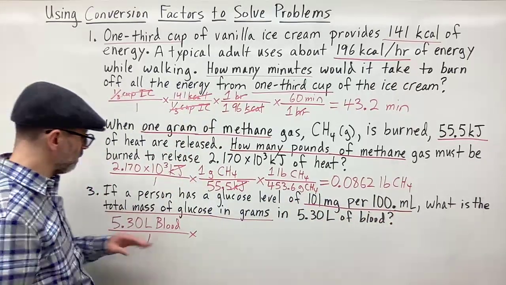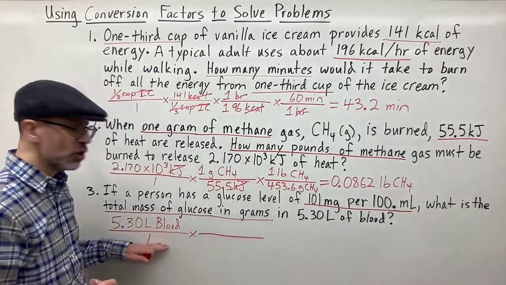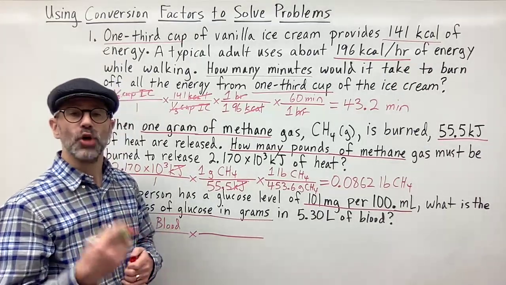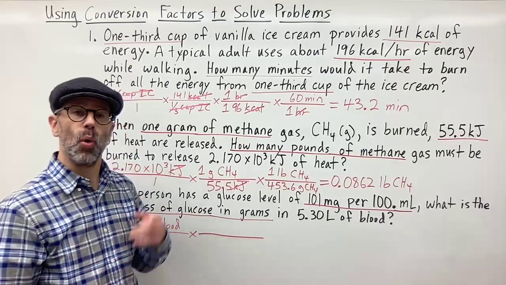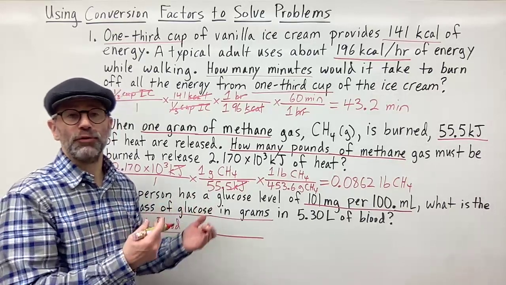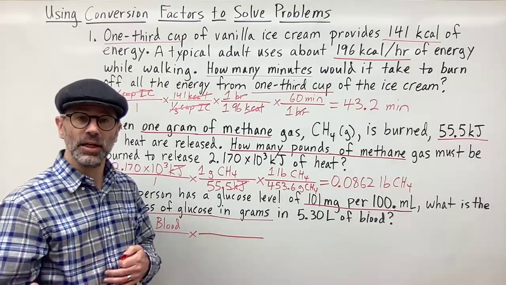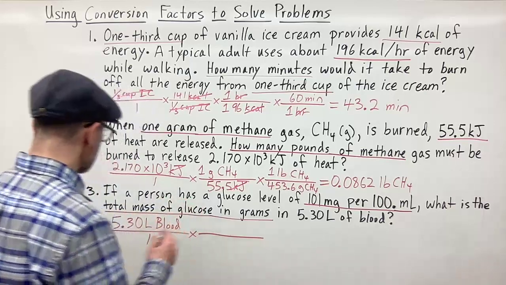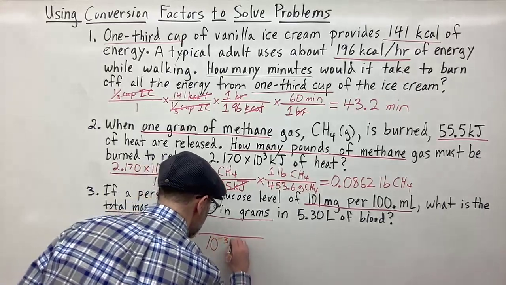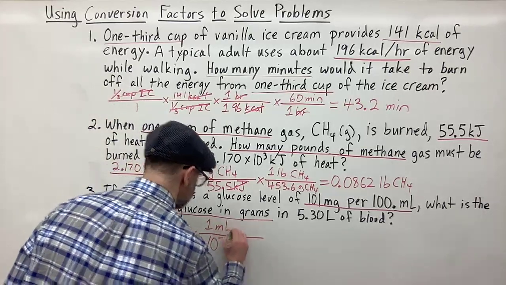So in order to use that, we need milliliters. So our first conversion is to convert to milliliters. So liters, milliliters, milli is 1/1000th. So 1 milliliter is equal to 1/1000th of a liter, or 10 to the negative 3 liters. Or you could flip it and say that 1 liter is equal to 10 to the third milliliters, or 1,000 milliliters. Either way works. So I'm going to use 10 to the negative 3 liters is equal to 1 milliliter.